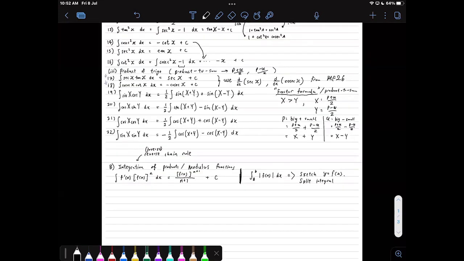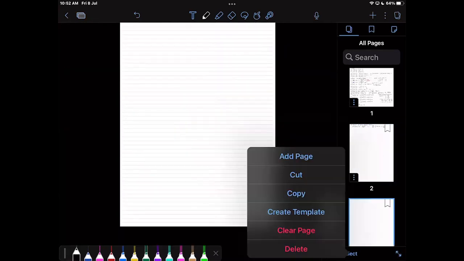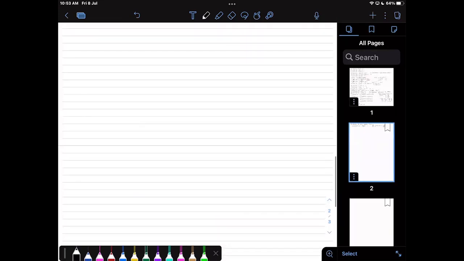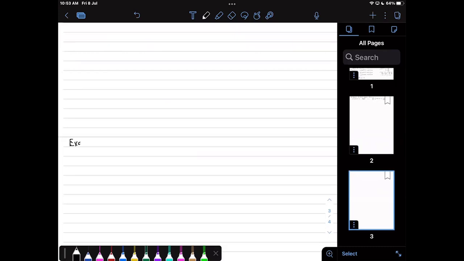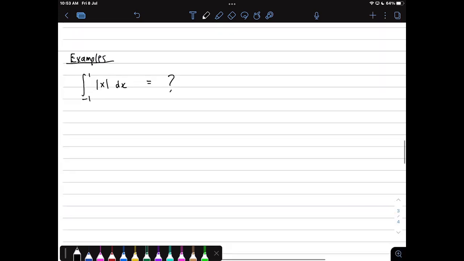Okay, how should I do this? I'll start a new page and this will be the examples list. This one, I think it deserves an example because I haven't really gone through it with you. Let's say you want to integrate from -1 to 1 the modulus of x dx. What would this be equal to? What's the procedure? First step is sketch y equals modulus x. So here's how it looks.